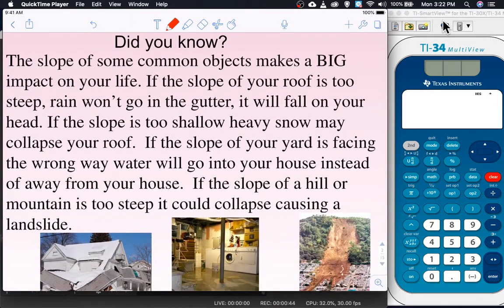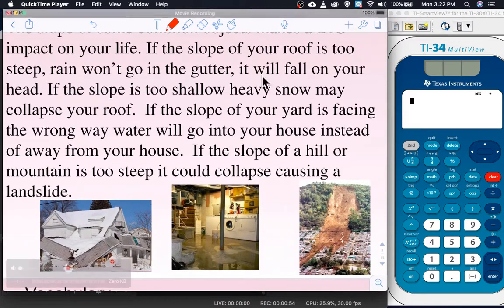Did you know that the slope of some common objects makes a big impact on your life? If the slope of your roof is too steep, the rain won't go in the gutter, it'll just fly right off. If it's really steep, it'll miss the gutter completely. If the slope is too shallow, if you have a very flat roof, you have to watch out and have extra supports because the snow can be so heavy that it can actually collapse your roof.